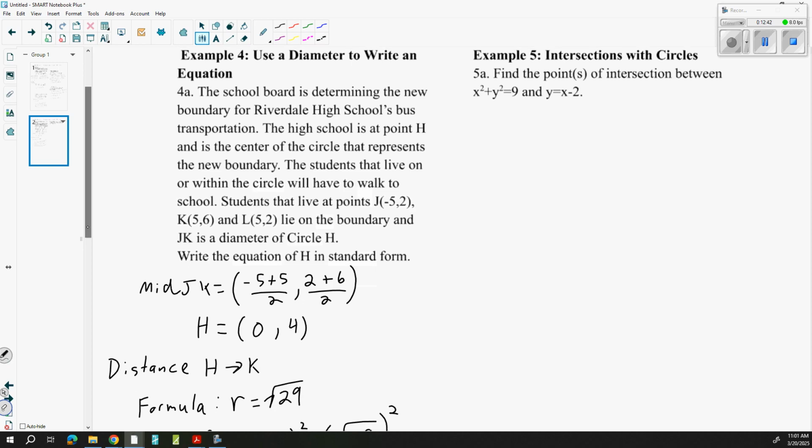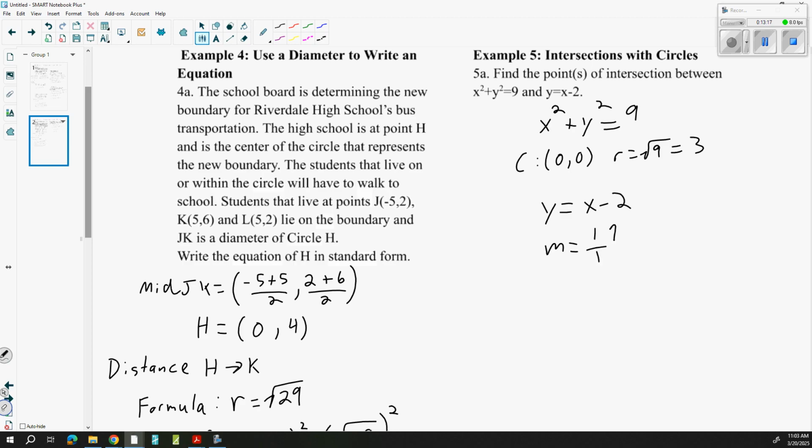And our last example, intersection with circles. We're going to find the points of intersection between x squared plus y squared equals 9 and y equals x minus 2. So essentially we're going to graph both of these. To graph x squared plus y squared equals 9, the nice thing is that our center is going to be at (0, 0), and our radius is going to be the square root of 9, which is 3. And for y equals x minus 2, we're going old school, slope-intercept form: slope 1 over 1, up 1, right 1, with a b of -2.